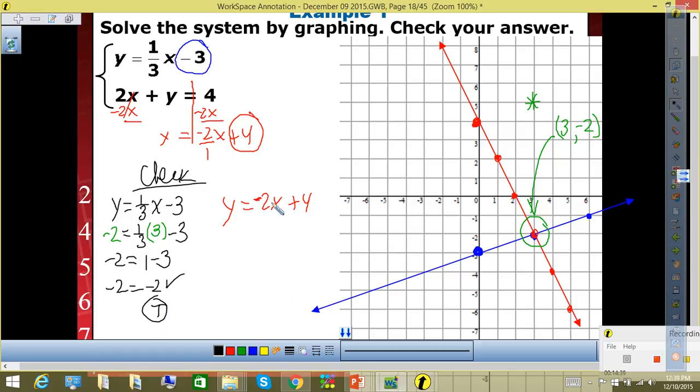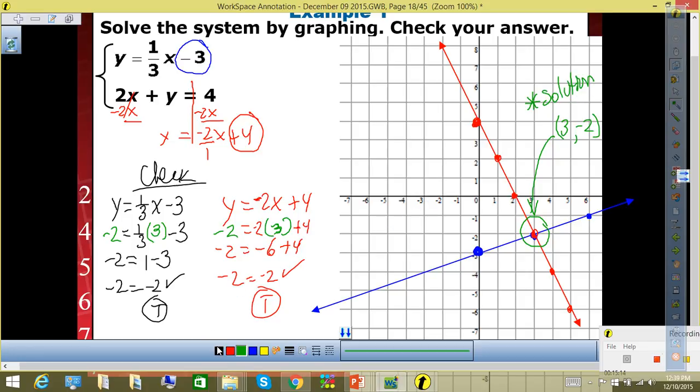Let's check the second one. We said that x was 3 and the y was -2. Bring down the rest. So let's see. What is -2 times 3? That's -6. Bring down the 4. What is -6 plus 4? -2. Is that true? Yes. So what did we find out? That is a solution, right? So now we go back where we put the asterisk and we're going to write solution now that we checked.